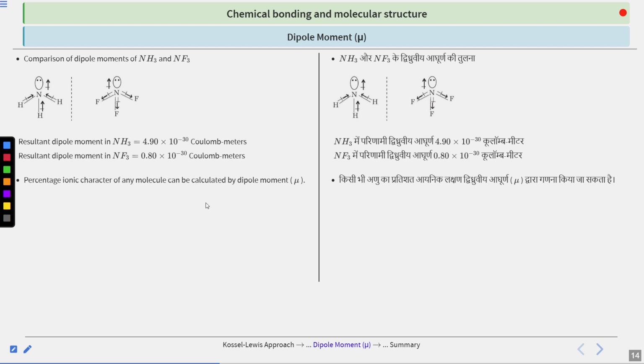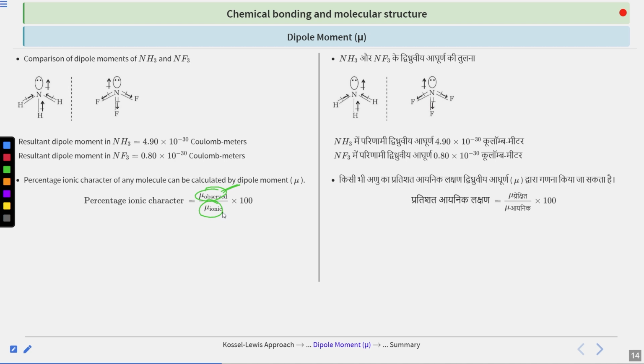Now, percentage ionic character can be calculated using this formula. It is very, very important. Questions are often asked from here. It is mu observed by mu ionic. Observed is the experimental one, and ionic is the calculated one. It is totally based upon the assumption that your compound is ionic. In that case, it is calculated.